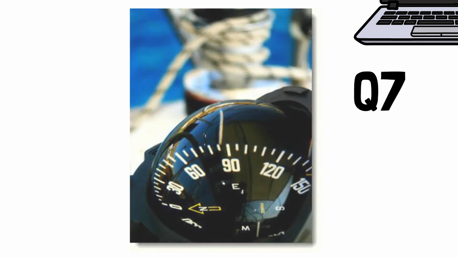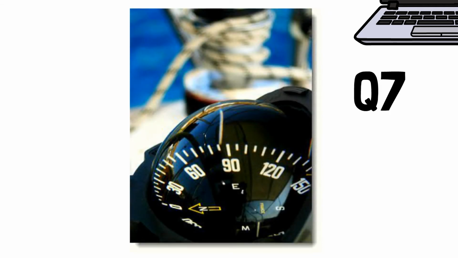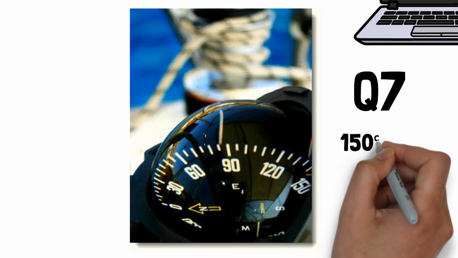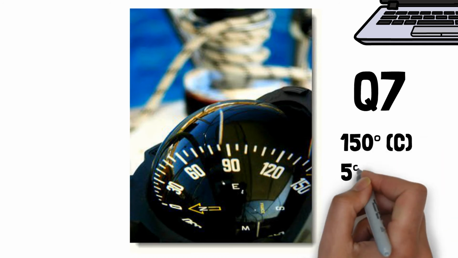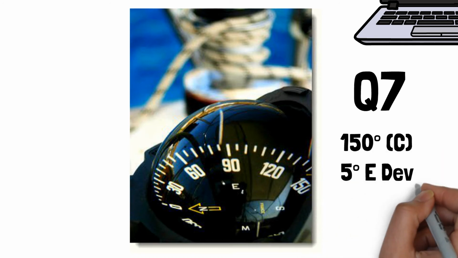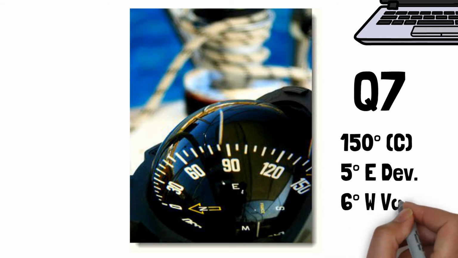Question 7. Compass heading of 150 degrees compass, deviation 5 degrees east, and variation 6 degrees west. What is the true heading?